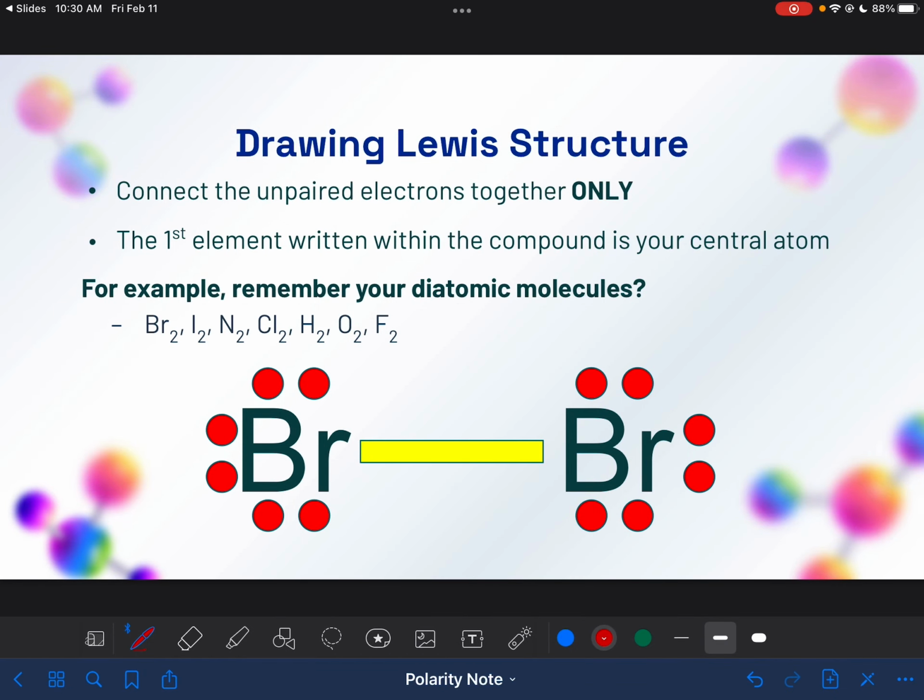Now, it is very important that you guys understand the diatomic molecule which was in your previous test. So make sure that you remember these molecules for this unit. So if you guys are ready, let's move on to the next part.